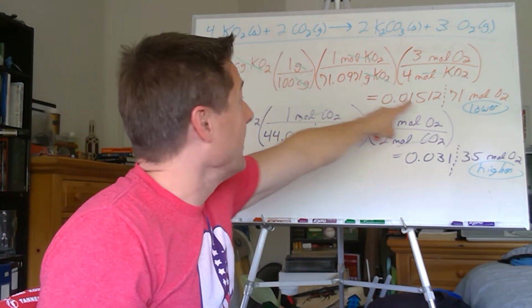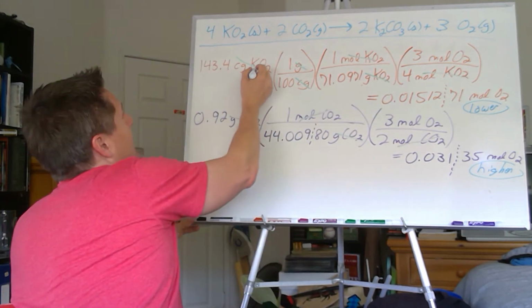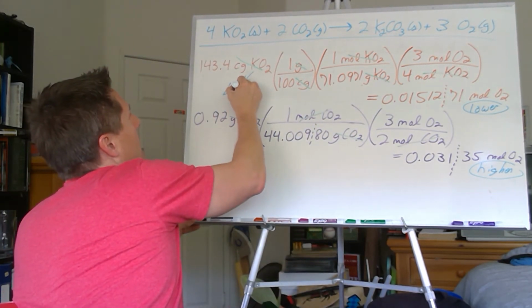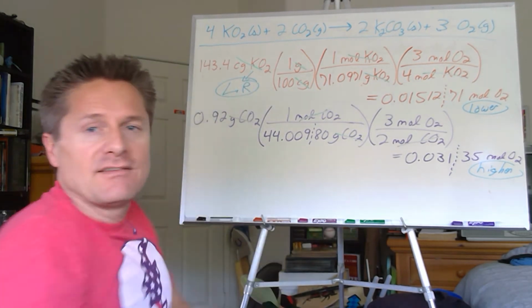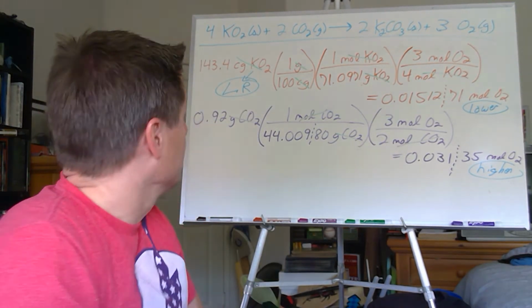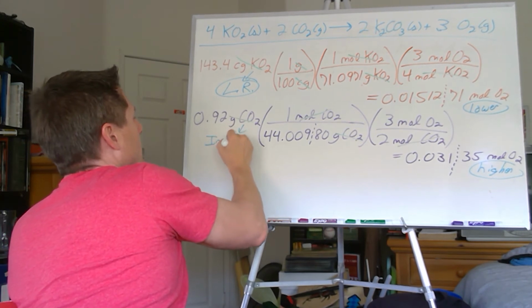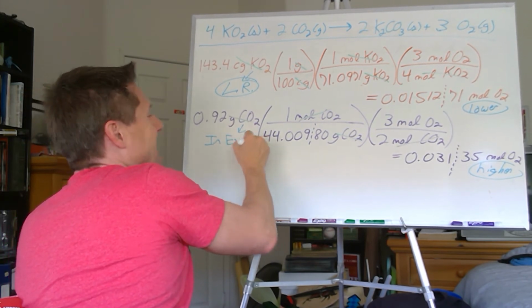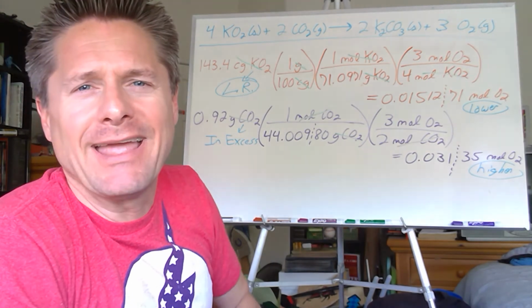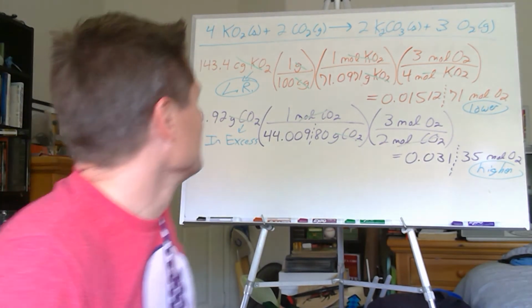So this one's lower. That means KO2. A lot of times you'll see LR is the limiting reactant, and the CO2 is in excess.